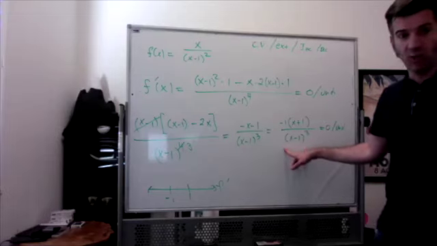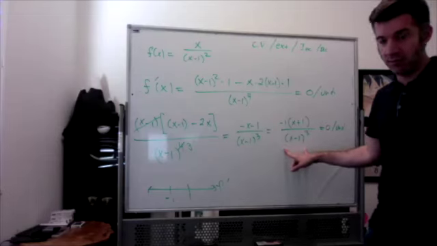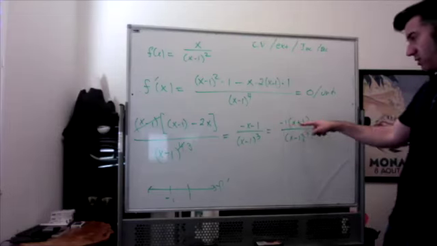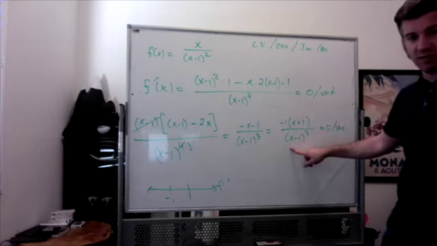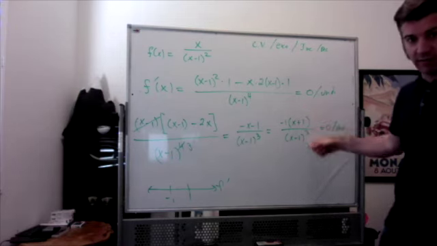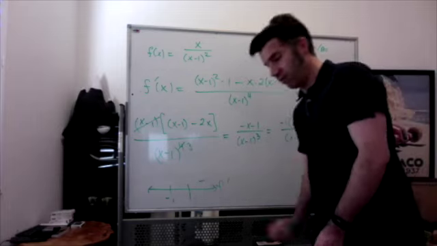So pick a number larger than 1, like 5. Plug it in. Negative 5 plus 1, so that's a negative on top. 5 minus 1 cubed is a positive on the bottom. Negative over a positive is negative.